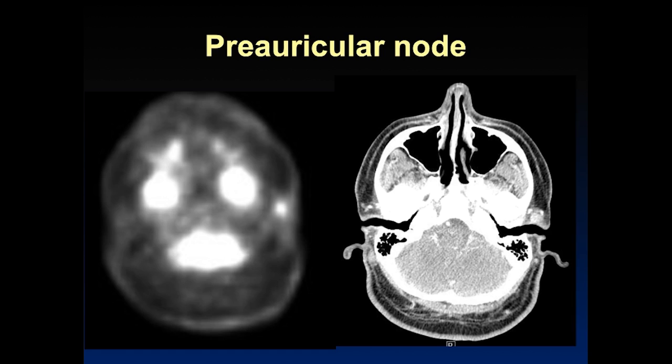Here we have an FDG PET study with an accompanying CT, and you can see that anterior to the left external auditory canal, we have an FDG avid lymph node that is also rounded in appearance. And this indeed is a pathologic preauricular node in a patient with a history of a scalp squamous cell carcinoma.